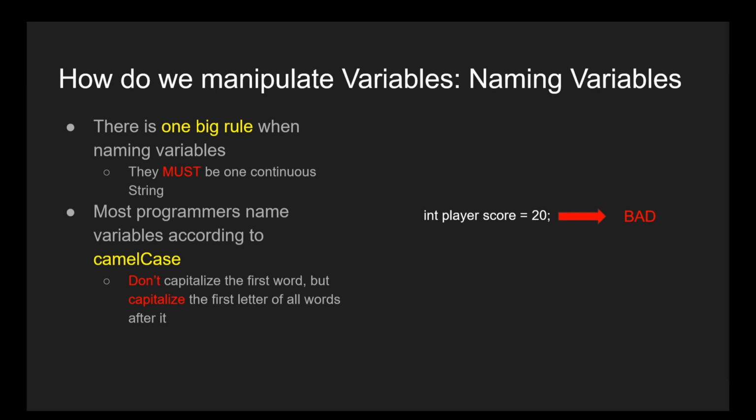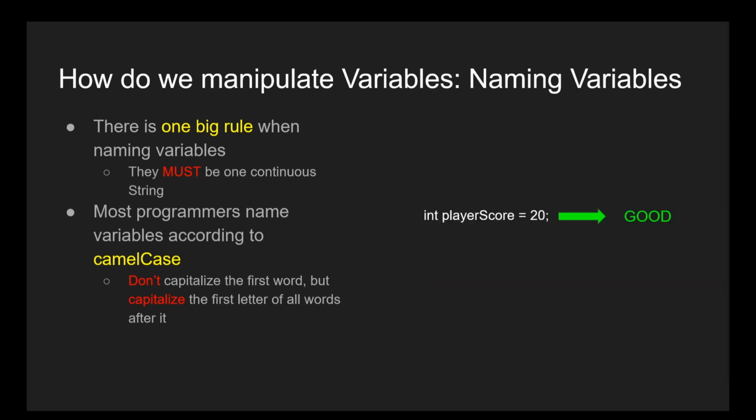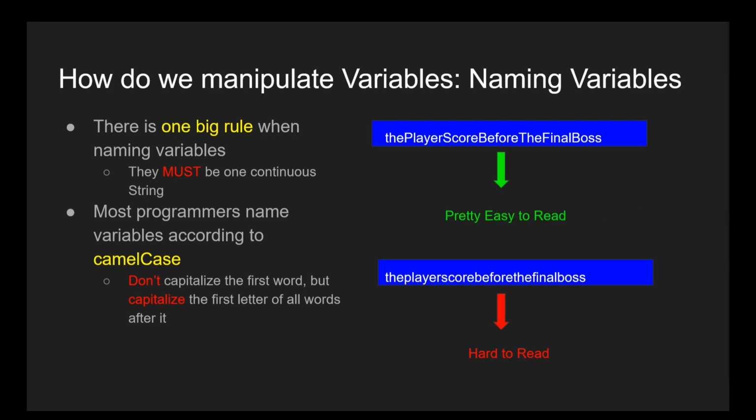All programmers have their own personal preference when it comes to naming variables, but the one we will be using in this lecture is called camel case, which is the process of not capitalizing the first word, but capitalizing every word that follows it. Going back to the player score example, using the camel case method, the variable would be called playerScore. This allows us to easily identify each word and becomes really useful for long variable names like playerScoreBeforeFinalBoss, whereas if we just type it out without capitalization, it will be really confusing.